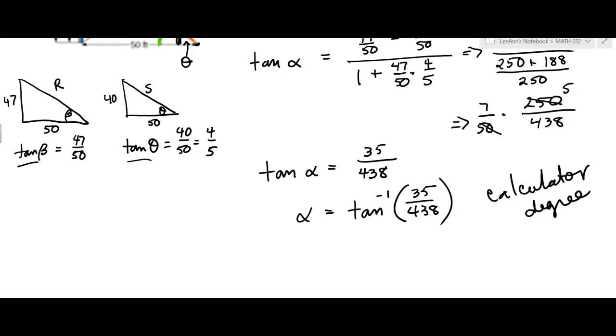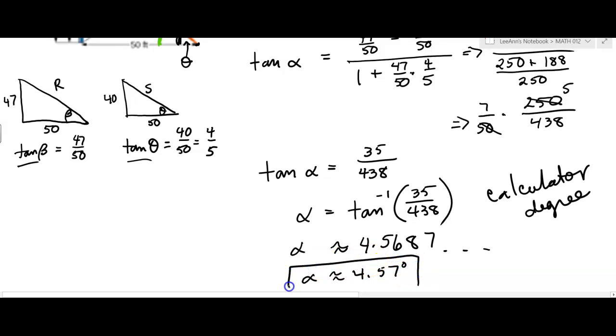Let me clear it out. I go inverse tangent, and I go 35 divided by 438, and I'm getting approximately 4.5687. So I'm going to say alpha is approximately, going to 2 decimal places, 4.57 degrees. Okay, so that was pretty fun.